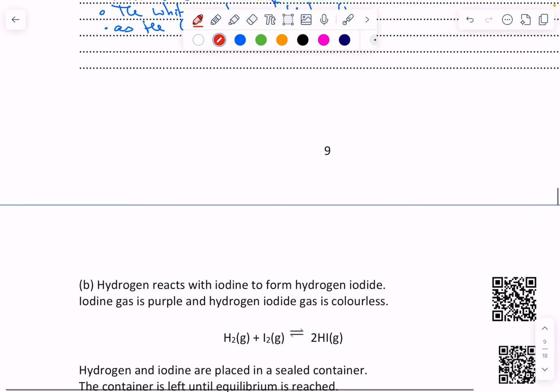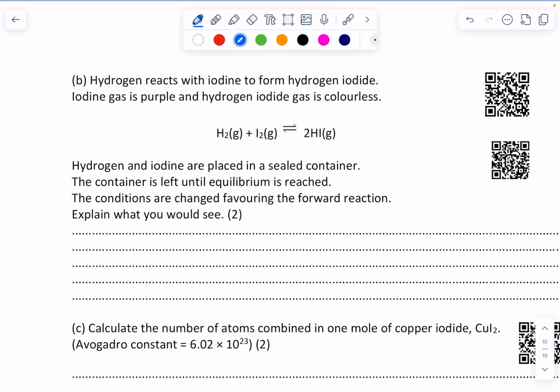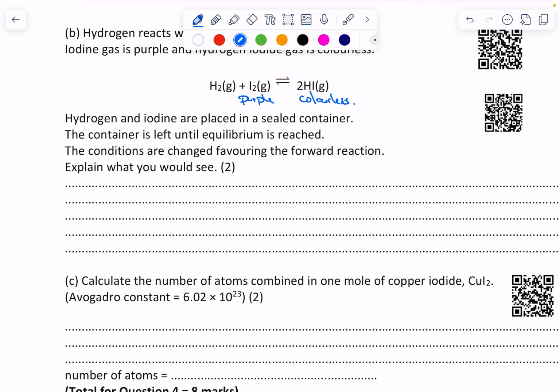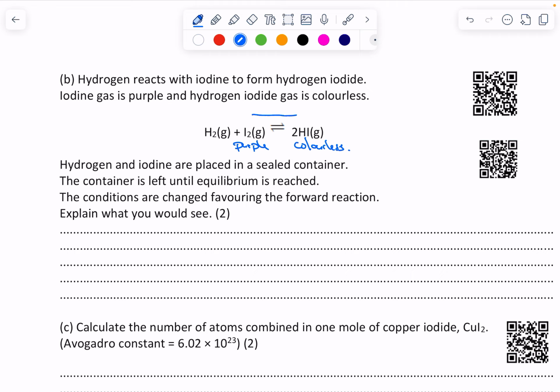Okay, carrying on. Same here with this one. Write some information on, and then it'll help you to do this. So hydrogen reacts with iodine to form hydrogen iodide. Iodine gas is purple. So here I'm going to put down this is purple, and hydrogen iodide gas is colourless. So that is colourless. Okay. They're placed in a sealed container. Hydrogen is left until the equilibrium is reached, and the conditions favouring the forward reaction are put in place. So I'm going to make this reaction go more that way by doing whatever the favourable conditions are.